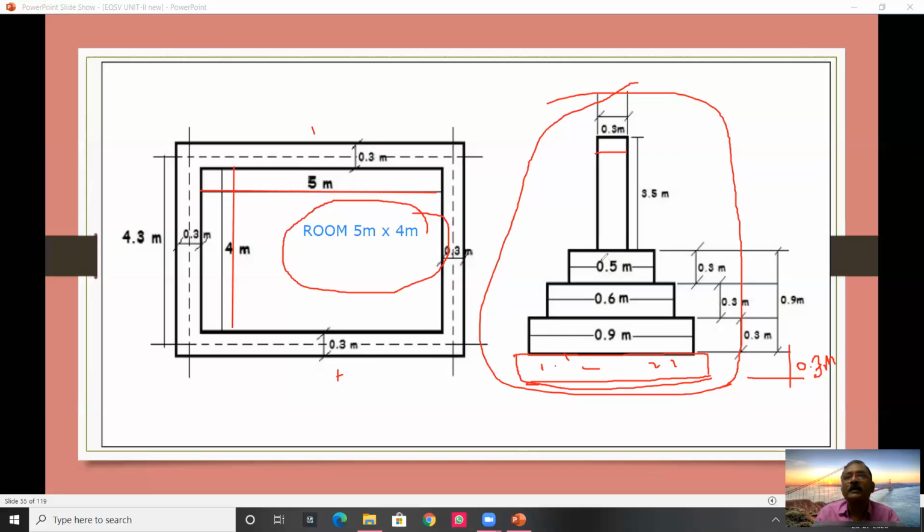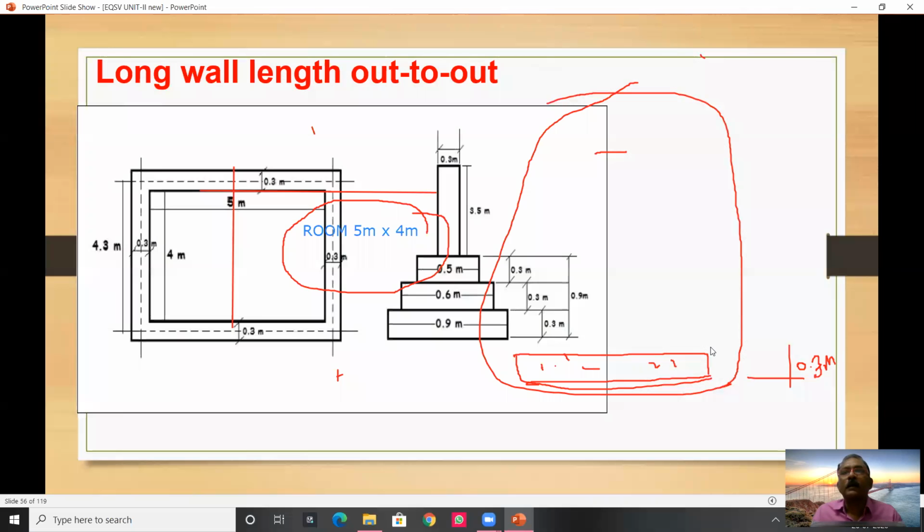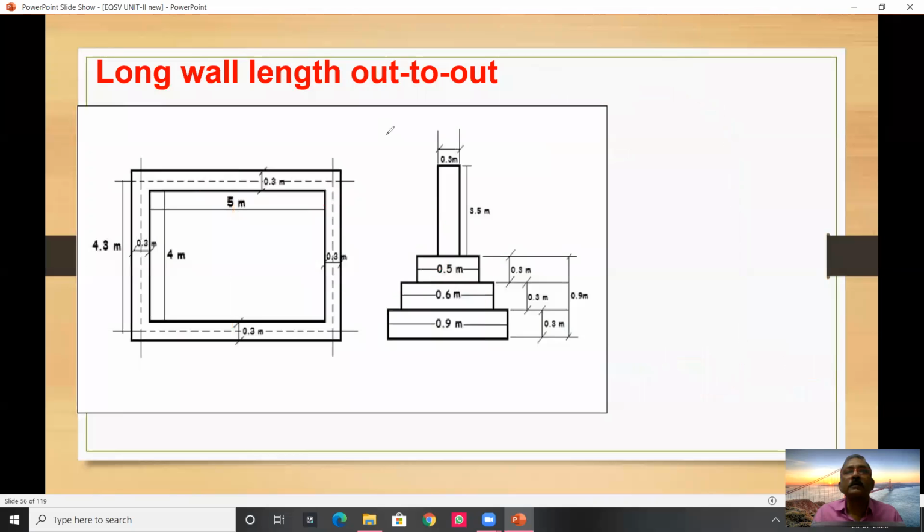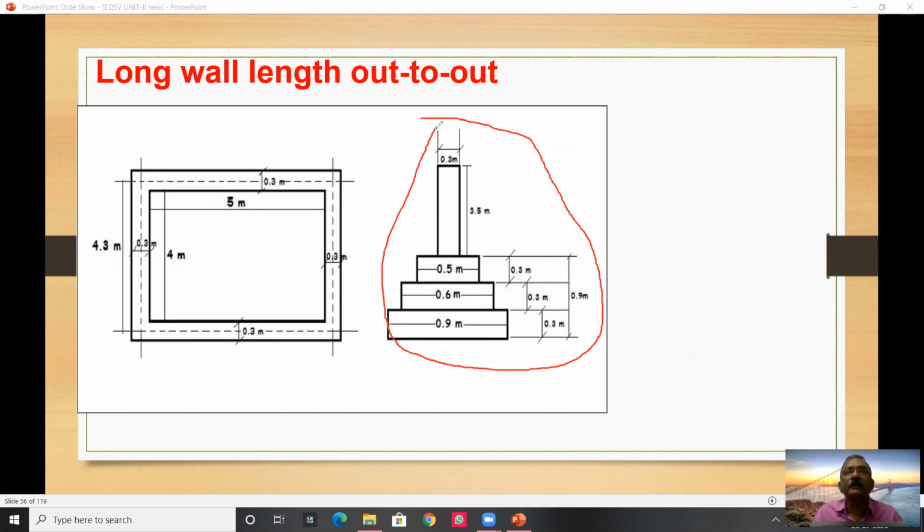Here, what is the height? Now, this is a section of your long wall, the cross section.